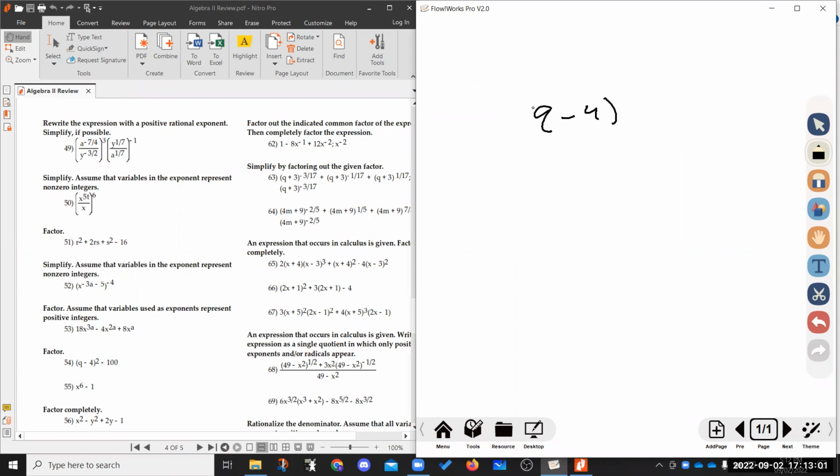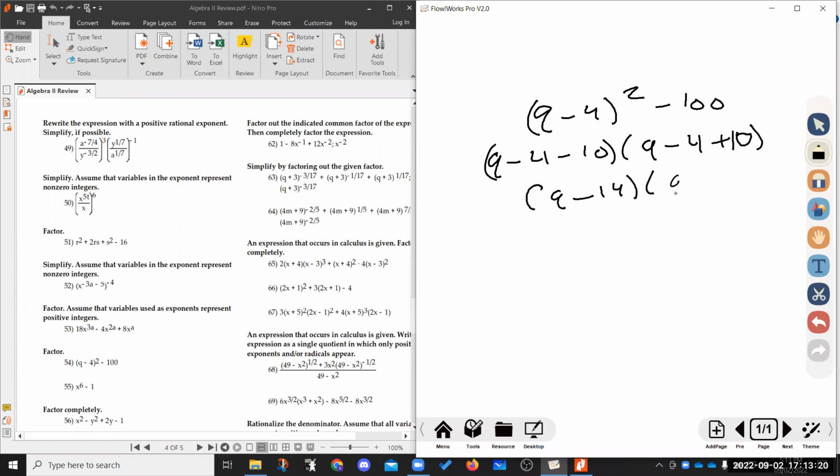Q minus 4 to the second power minus 100 is a difference of 2 squares again. That's Q minus 4 minus 10 times Q minus 4 plus 10. And that's Q minus 14 times Q plus 6.